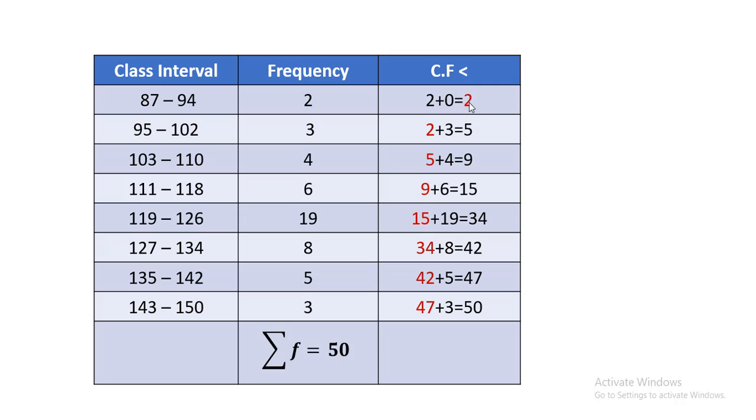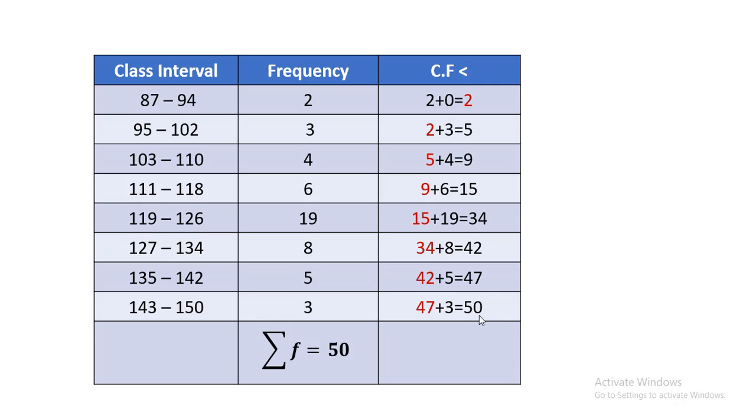Now as you can see, we started with the first frequency of the first class, that is 2, and we ended up at the maximum, which was 50, because the number of observations was 50. And this is the basic rule: you start with the first class frequency, and the last class CF will be the summation of f, the total sum of frequency. That will tell you whether you have done it correctly or not.